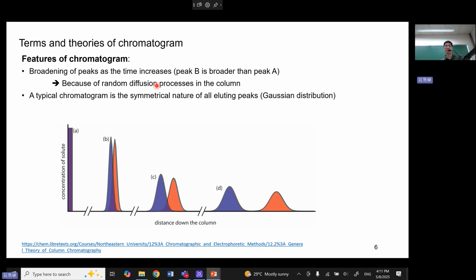And for compounds that get eluted much later, usually the peak becomes broadening. This is because of the random diffusion process in the column. For those compounds that move fast, they are able to maintain a more compact distribution in the column, so when they get eluted at the end of the column, the shape would be sharper.